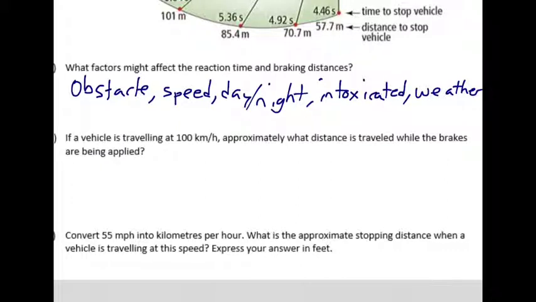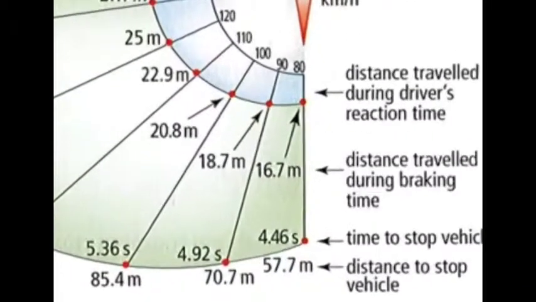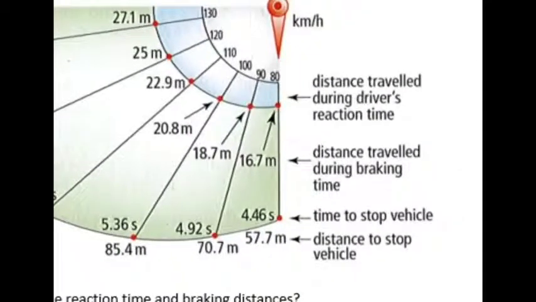Okay. So, if a vehicle is going 100 kilometers per hour, approximately what distance is traveled while the brakes are being applied? 1.8 meters. That's while he's reacting. But what about while the brakes are being applied? So, let's look at 100 kilometers an hour right here. This is the reaction distance. And here's the braking distance. This distance in total is how far they went in total, from the time they saw the thing to the time they actually came to a stop. So we want just this length here.